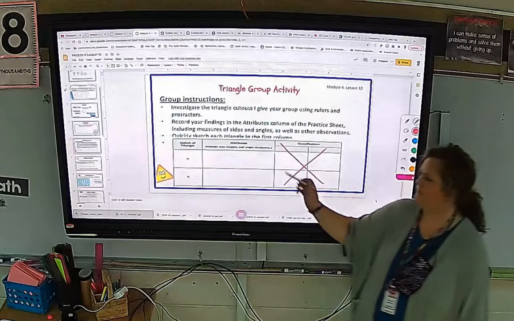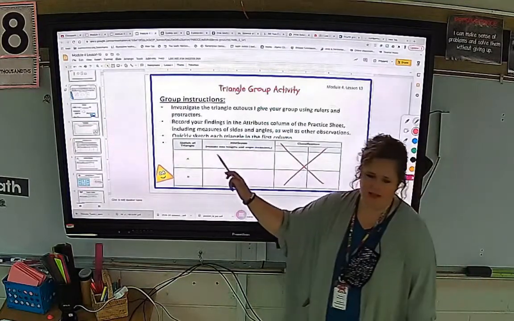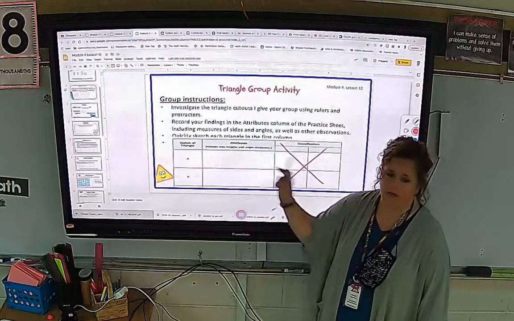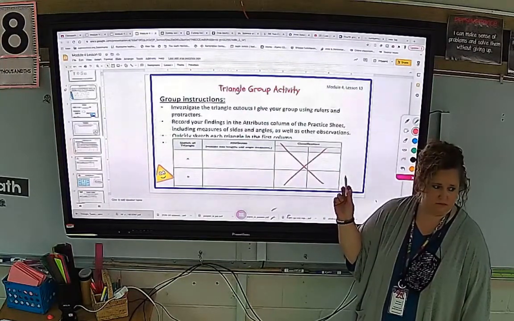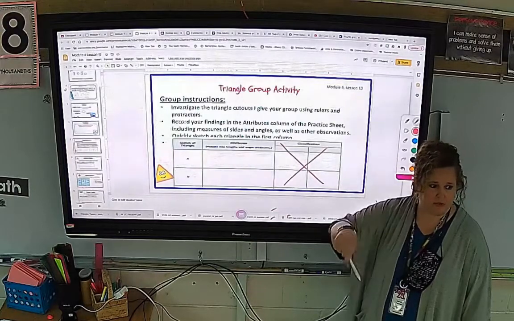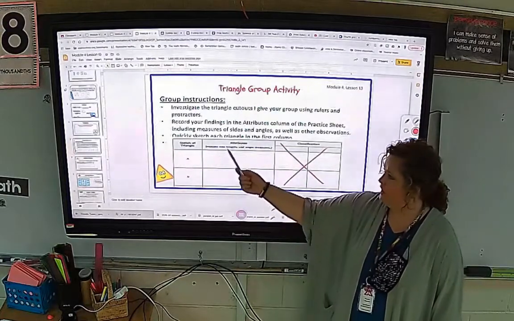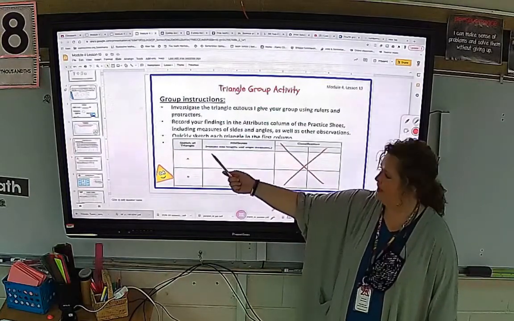Okay? So here, now what does it say? Brandon, what does it say for, don't X this out. You're going to need it later. Don't draw that. I did that so you will know not to do it right now. All right, attributes. Brandon, what does it say in parentheses here?